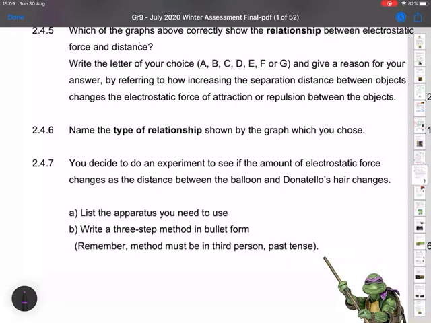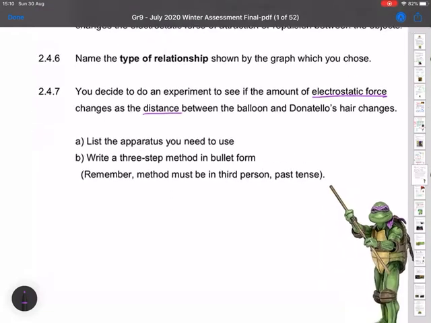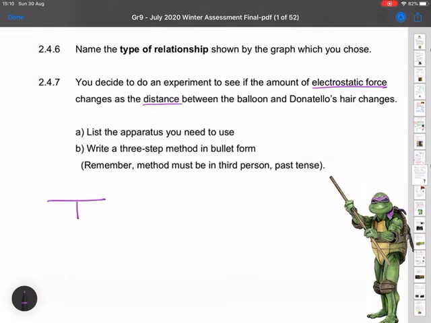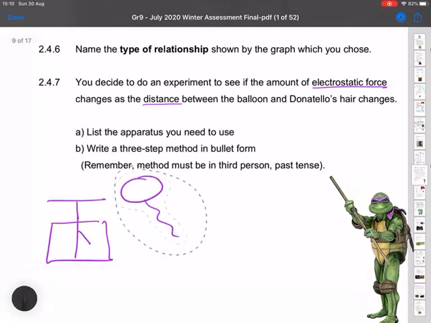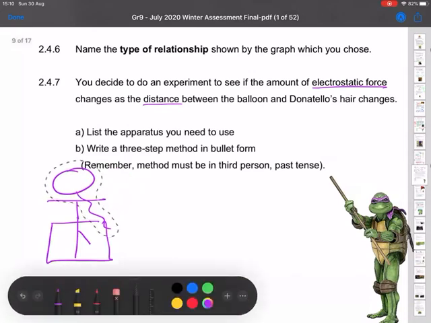You decide to do an experiment to see if the amount of electrostatic force changes as the distance, so we're looking at force versus distance, between the balloon and Donatello's hair changes. So you could have done one of a few different experiments. You could have used the electroscope. Remember, the electroscope had the disc and the gold leaf. And as you bring the balloon closer to the metal cap, you could observe what happens to the gold leaf. Does the gold leaf go up or down?